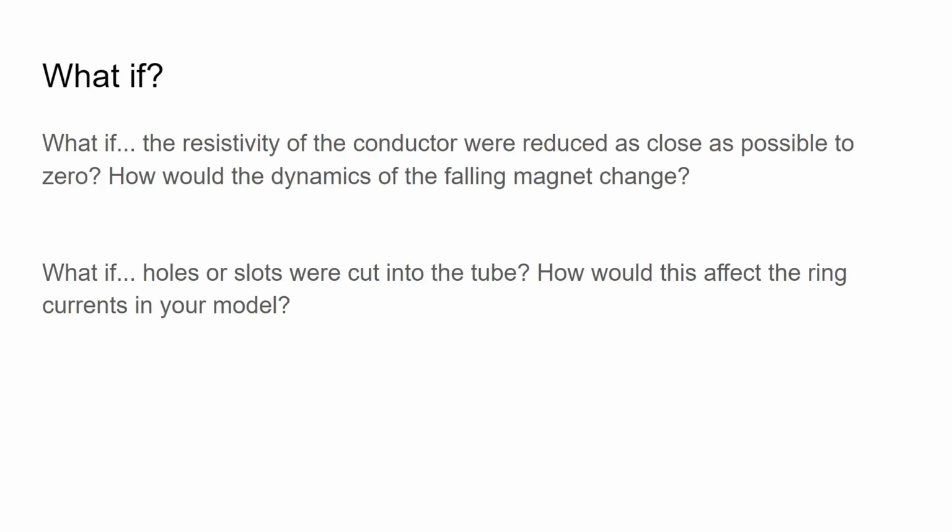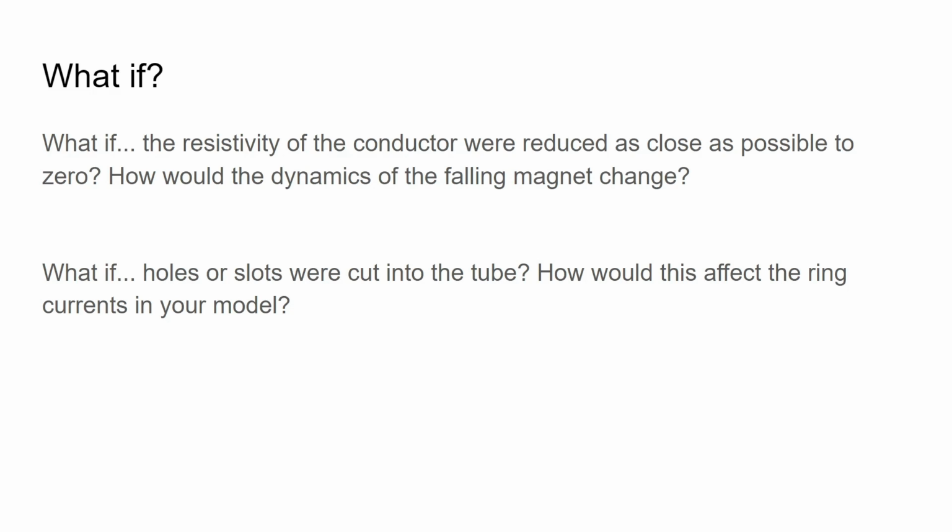Some final questions remain. What if the resistivity of the conductor were reduced to as close as possible to zero? How would the dynamics of the falling magnet change? Well, because current and resistance are inversely related, a much reduced resistivity would lead to a much increased current. This larger current would lead to a larger magnetic force, causing the magnet to fall much more slowly than it did in this experiment.